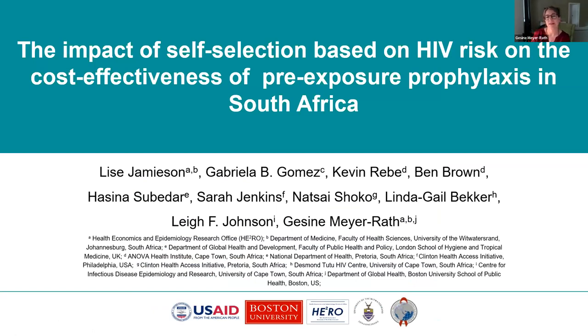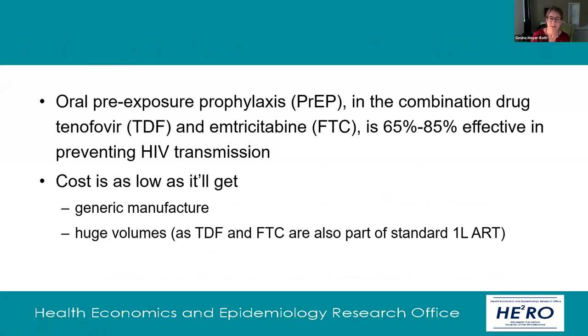Firstly, we're looking at the cost effectiveness of oral PrEP, and in particular, whether or not self-selection of individuals based on their own perceived HIV risk will improve the cost effectiveness of oral PrEP. This is an analysis we did a couple of years ago, working off the premise that, as we know, oral PrEP in the combination of tenofovir and emtricitabine is 65 to 85% effective based on the trial data at that stage. The cost in South Africa of oral PrEP is probably as low as it will get because it's already generically manufactured, has always been, and that's the case for most antiretrovirals generally in South Africa.